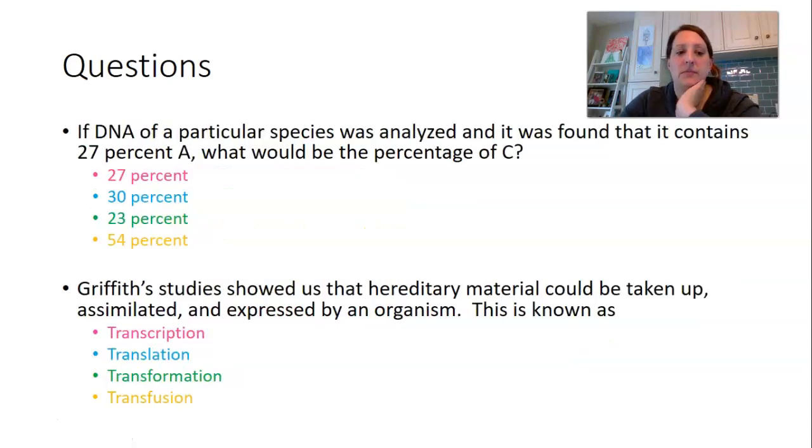Next question. If DNA of a particular species was analyzed and it was found that it contains 27% A or adenine, what would the percentage of C or cytosine be? Okay, so you gotta do the math there. You have to know your base pairing rules.